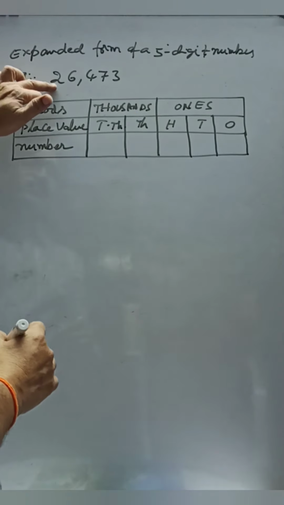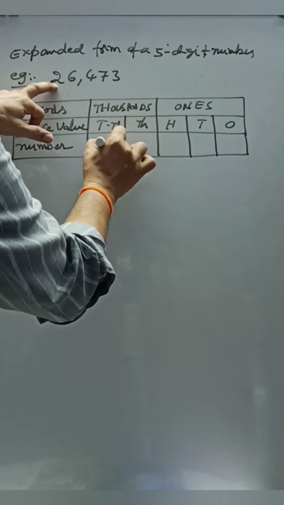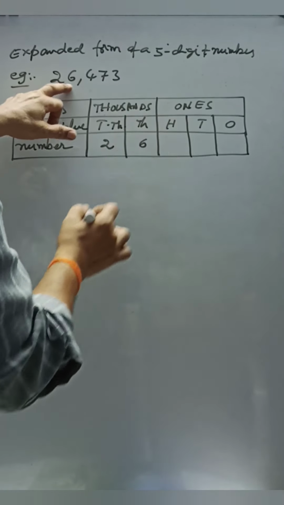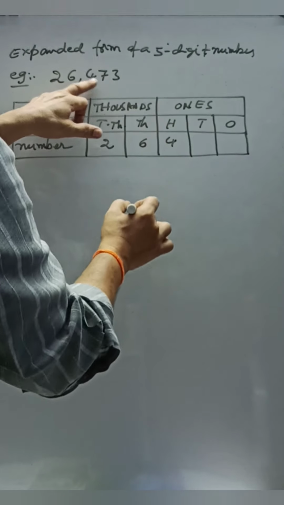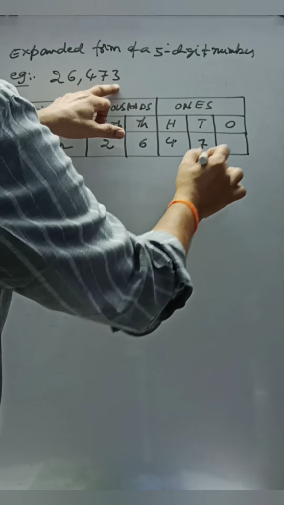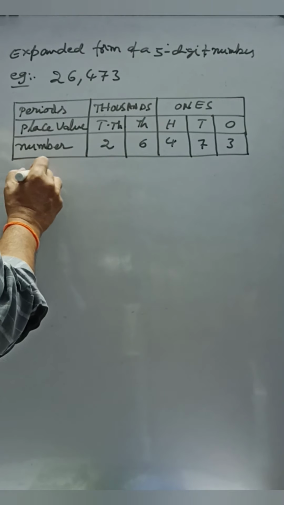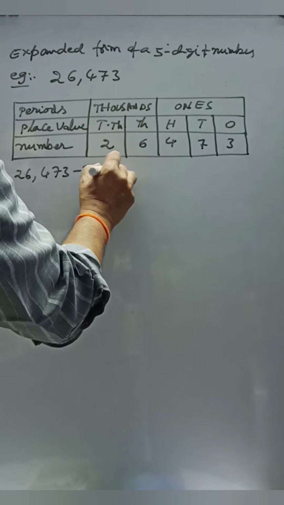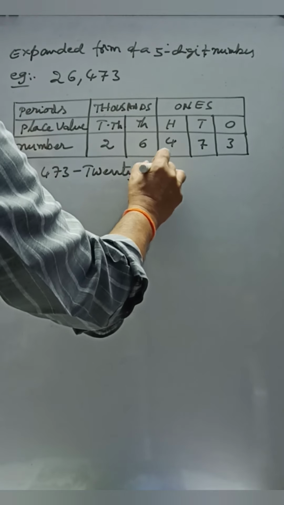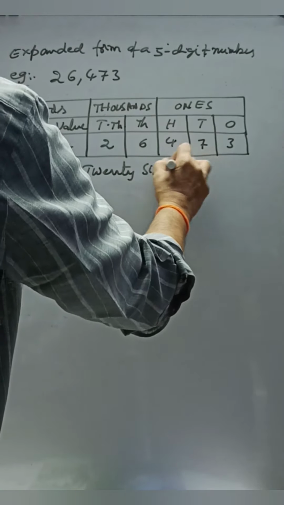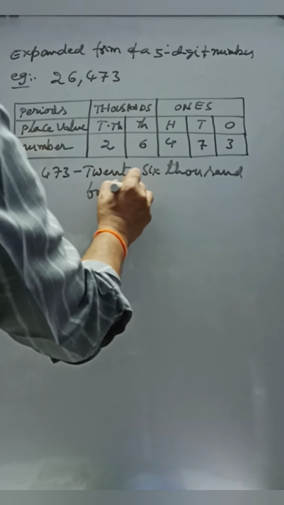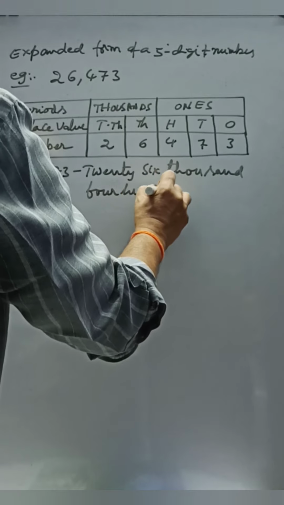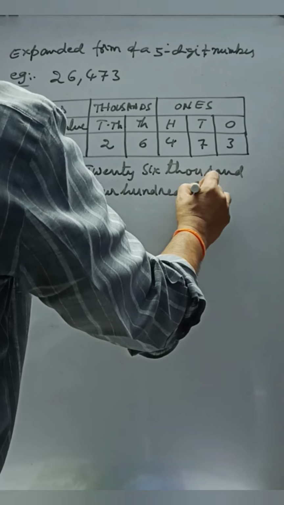So here 2 is in the 10,000 place, 6 is in the thousands place, 4 is in the hundreds place, 7 is in the tens place, and 3 is in ones place. So this is read as 26,473.